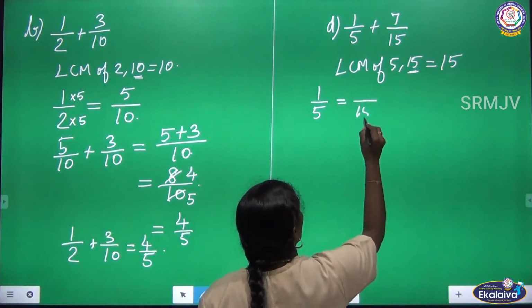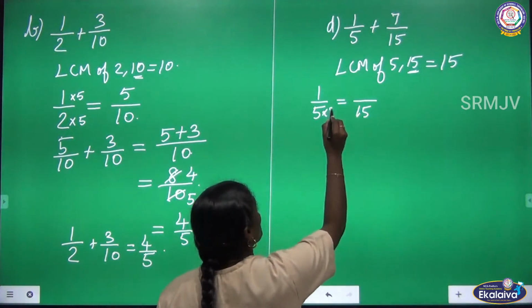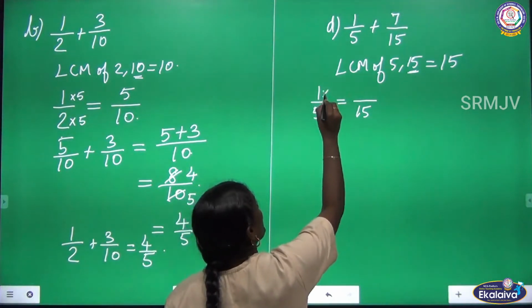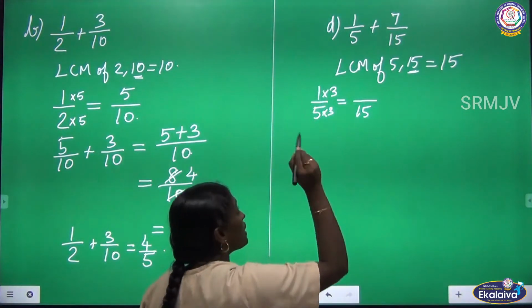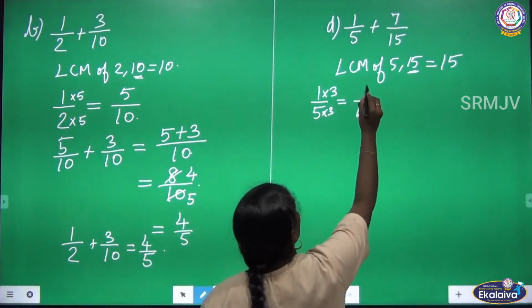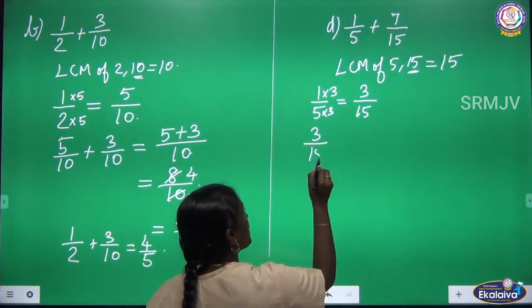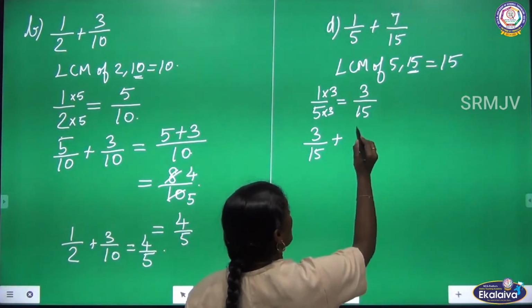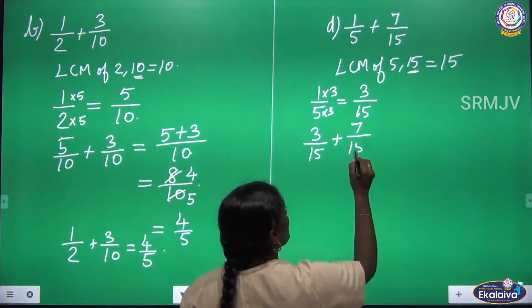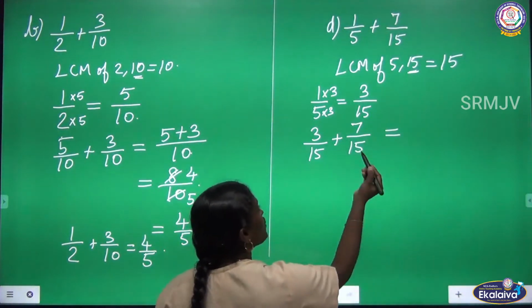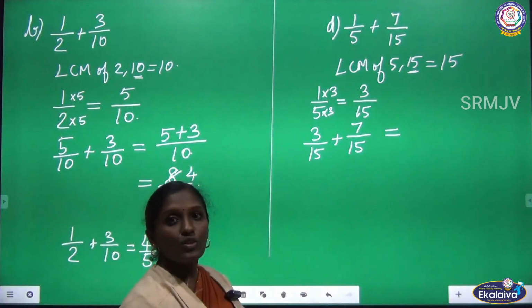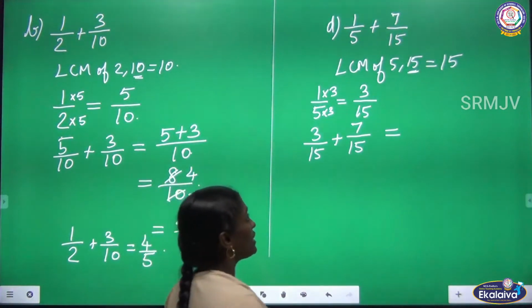In the 5 table when you will get 15, 3 times. 5 3s are 15. So we have to multiply the numerator by the same number 3. So we will get 3 by 15. So the first fraction is 3 by 15 plus the second fraction is 7 by 15. Now these two fractions are like fractions, so we can add the numerators.